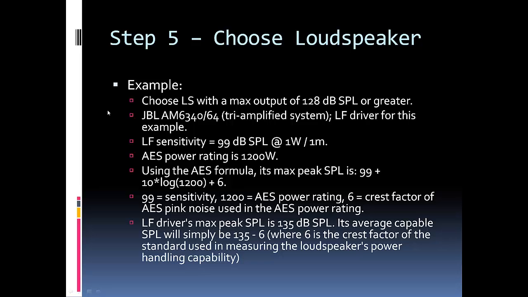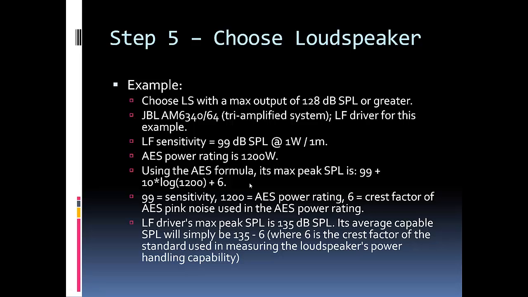But first, let's run through here. We need to choose a loudspeaker with a max output of at least 128 dB SPL, because that was our loudspeaker requirement in step 4. Or greater, of course. If you want even more headroom, great, pick something higher. Now we're going to take a look at the JBL AM 6340. We look at the spec sheet, and the low frequency sensitivity at 1 watt, 1 meter is 99 dB SPL. Then we look at the AES power rating, which is shown as 1200 watts. So it can handle 1200 watts AES pink noise.